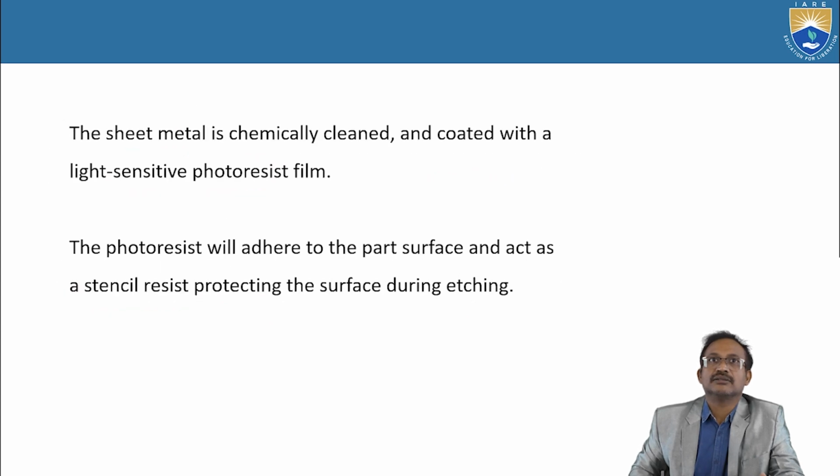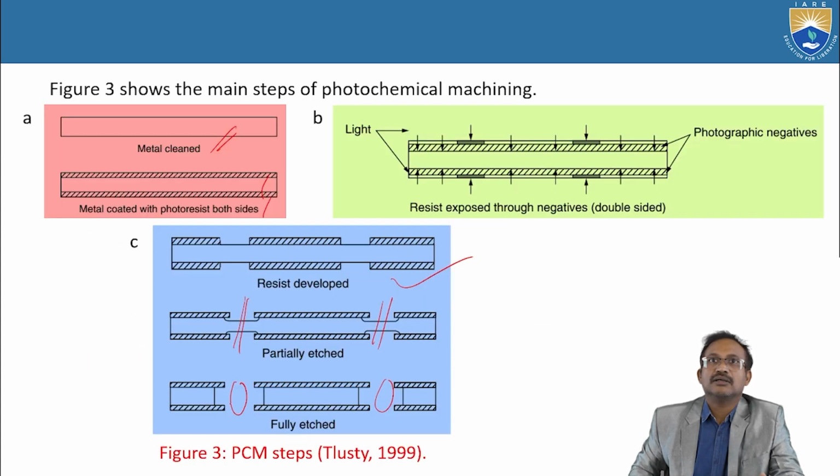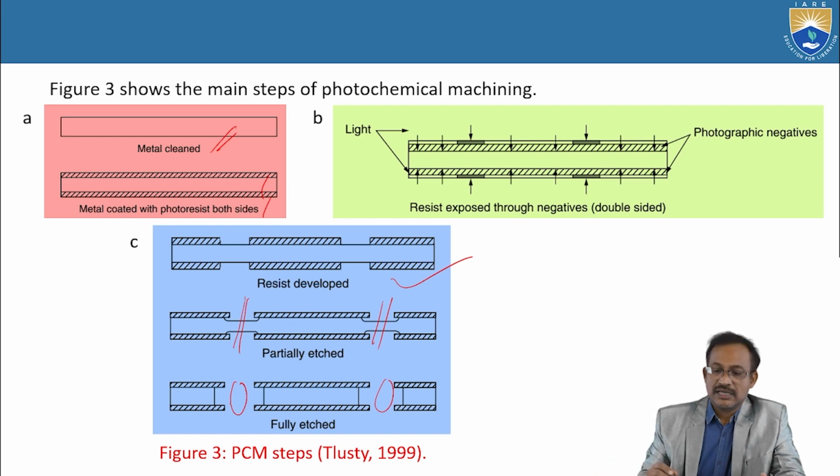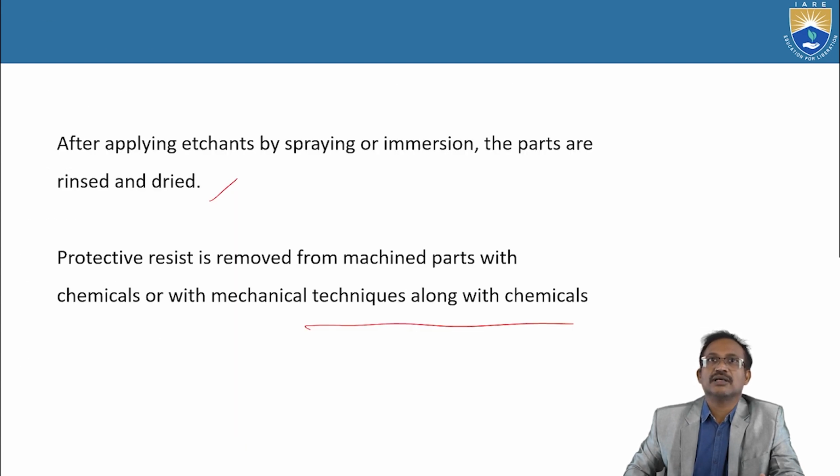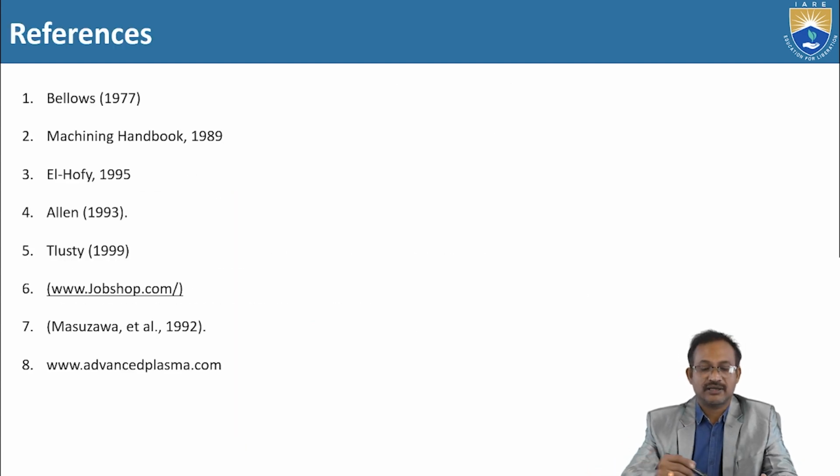Okay, right. And already we have discussed these things, where we have discussed metal cleaning and metal coated with photoresist on both sides. In the second stage, the resist is exposed through negatives, double sided, and finally the resist development, partial etching and full etching. Okay, so this is the photochemical milling process. Right. So these are the various references associated with this presentation.